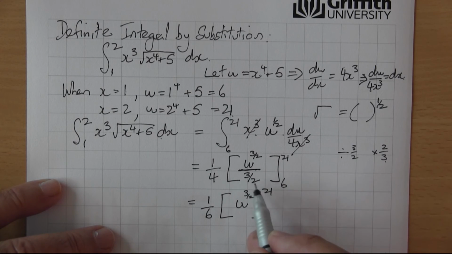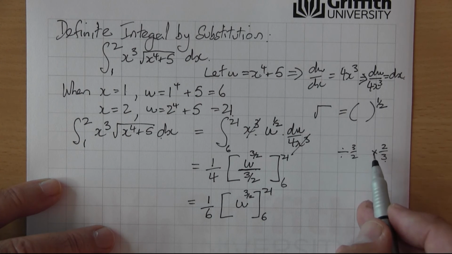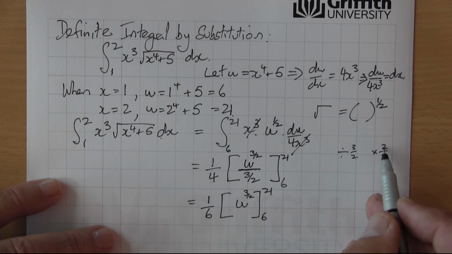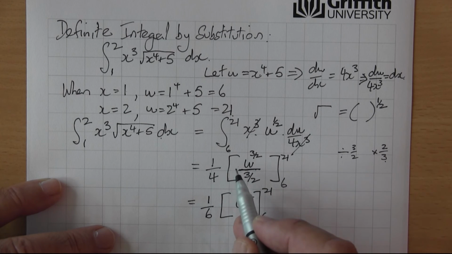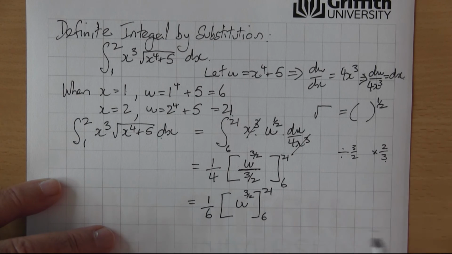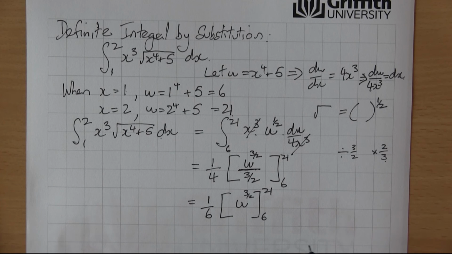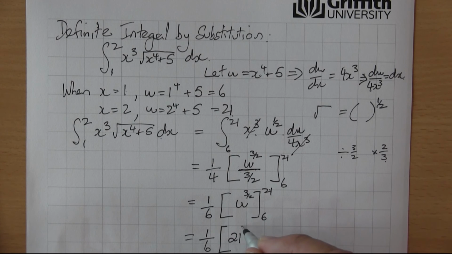So once again, this is divide by 3 on 2. Your rule with dividing fractions is to change the divide to a times and flip the fraction, which becomes 2 on 3. So instead of dividing by that, we can multiply by 2 over 3, bring it out the front, and you get 2 over 12. 2 over 12 is 1/6. So now doing the substitution in, that'll be 1/6. Substitute the top one in first, 21 to the power of 3 on 2, minus 6 to the power of 3 on 2.